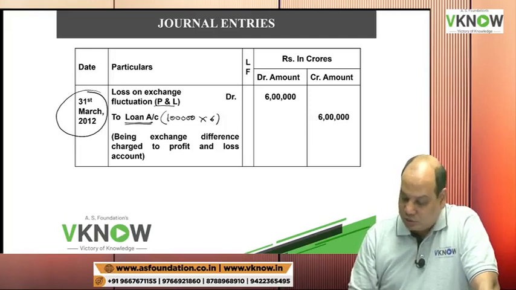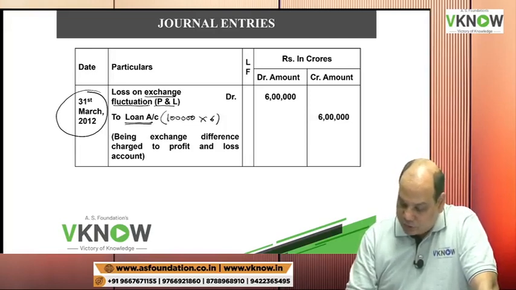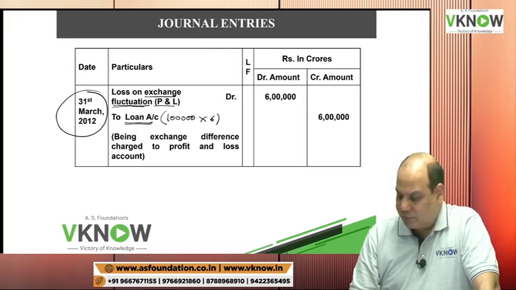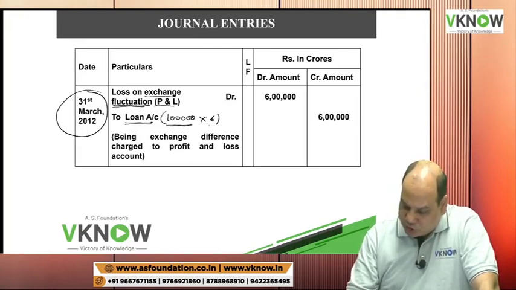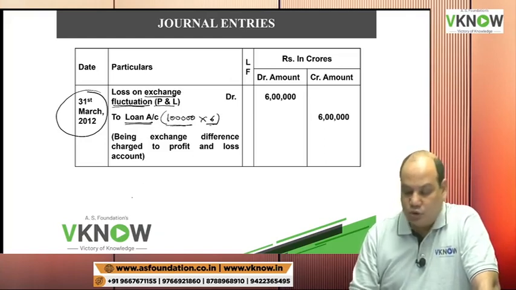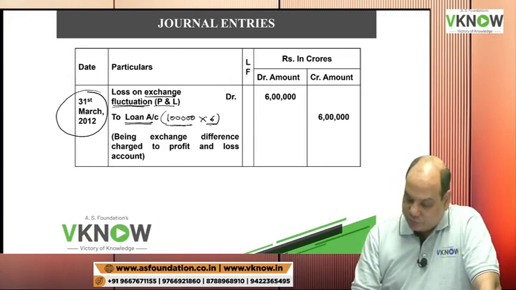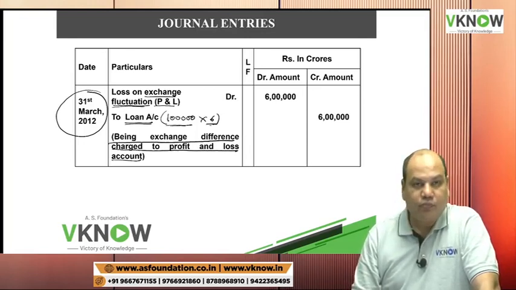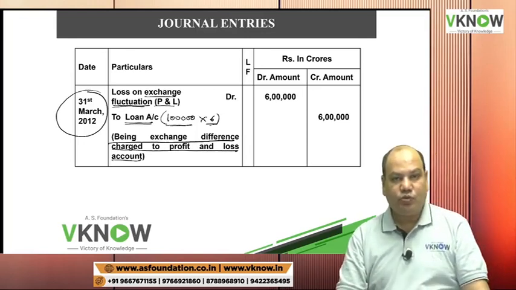Oh my God. So your entry will be exchange difference in bracket P&L account debit 6 lakh. 1 lakh into 6 rupees change in rate, to loan account 6 lakh. Being exchange difference charged to P&L account.